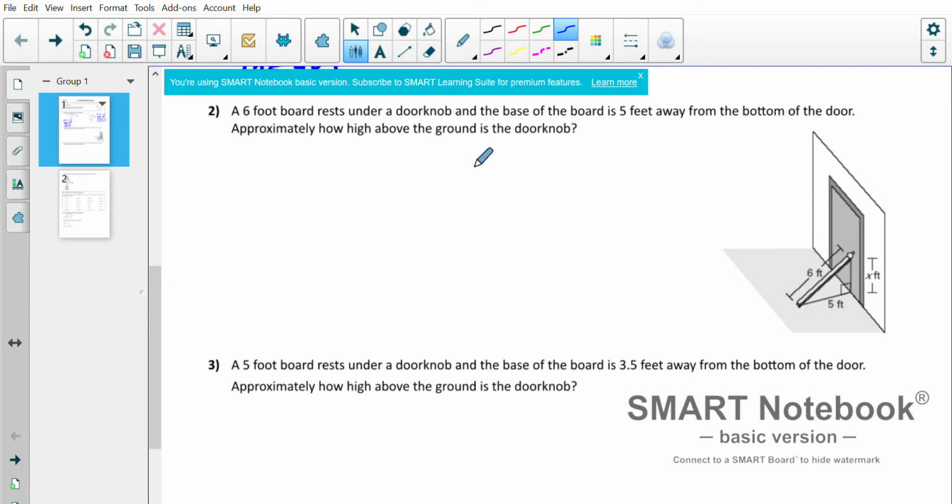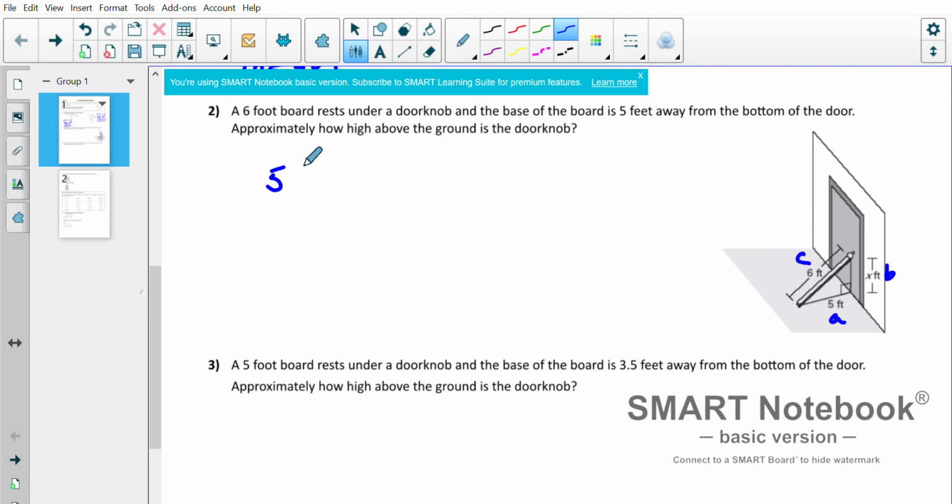All right, number 2. A 6-foot board rests under a doorknob. The base of the board is 5 feet from the bottom of the door. Approximately how high is the doorknob? So here's our right triangle here. We've got a, we've got b, and we've got c. Little different this time in that our unknown is one of our legs.